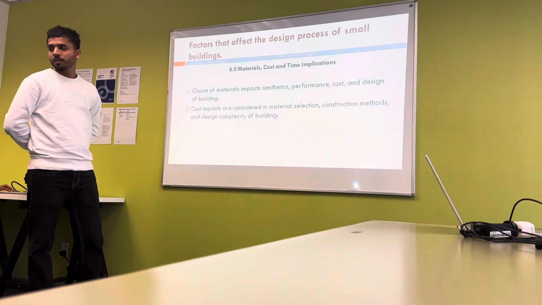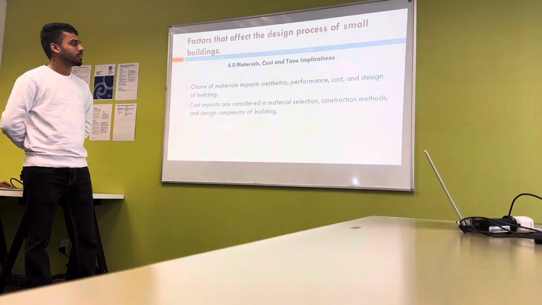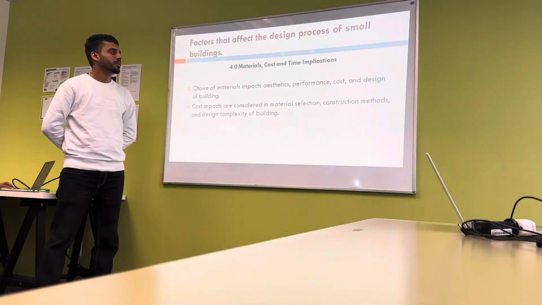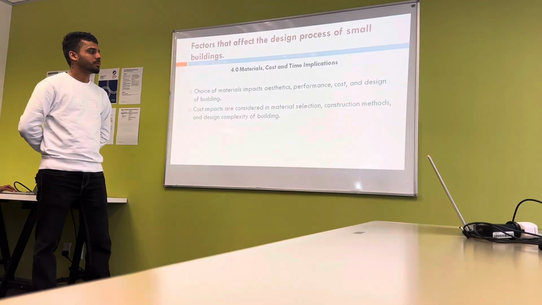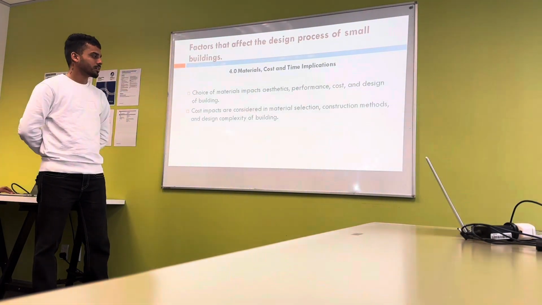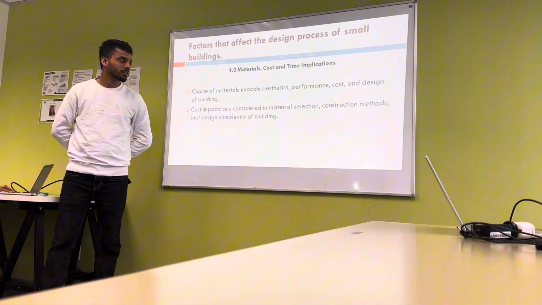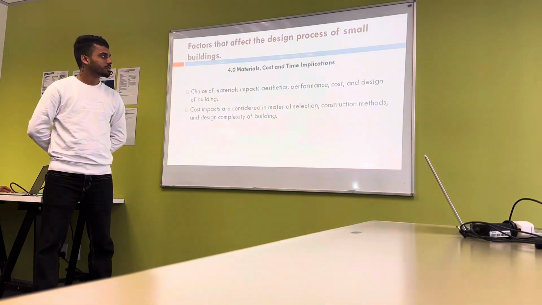The fourth one is material, cost, and time implications. The choice of materials impacts aesthetics, performance, cost, and design of the building. Cost impacts are considered in material selection, construction method, and design complexity of buildings.